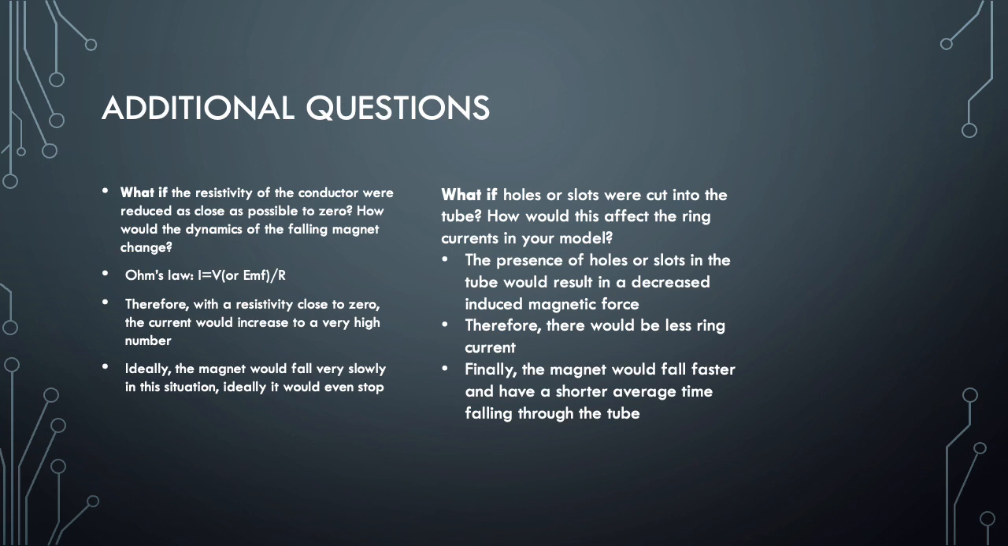For the first one, we can use Ohm's law to see that current is equal to potential, or EMF, over R, resistivity. So with a resistivity close to 0, the current would increase to a very high number, and the magnet would fall very slowly. In this situation, ideally, it would even stop. And as for the second question, with holes or slots in the tube, there would be less of an induced magnetic force. There would be fewer ring currents, and the magnet would have a shorter average time to fall through the tube.